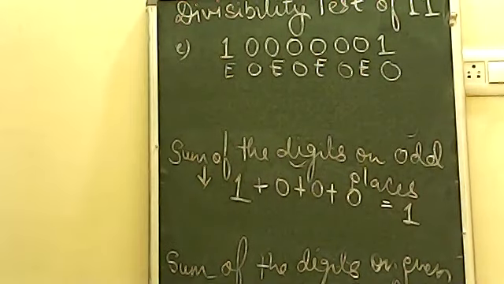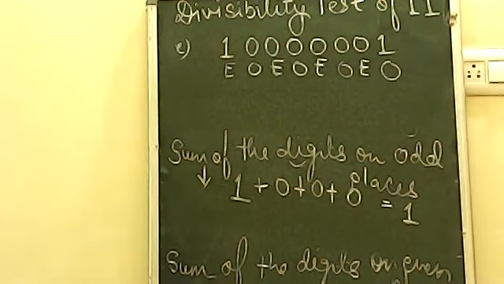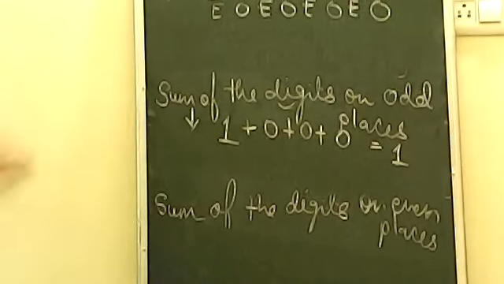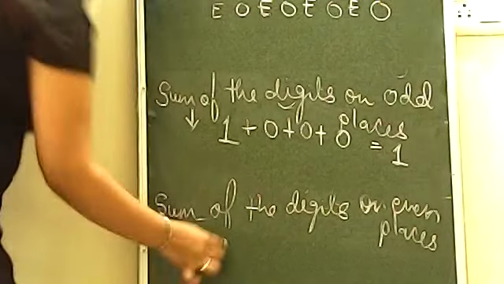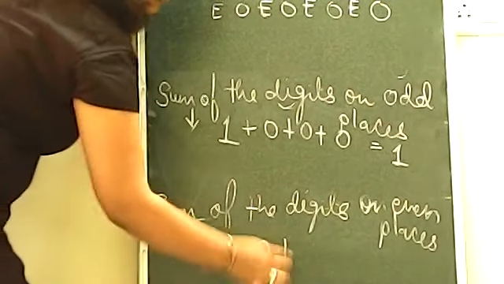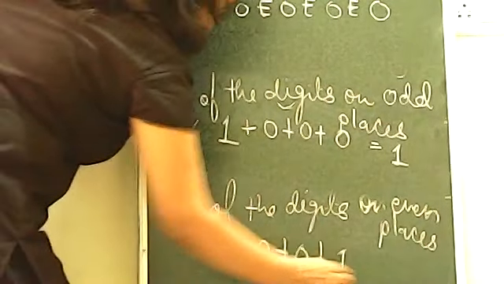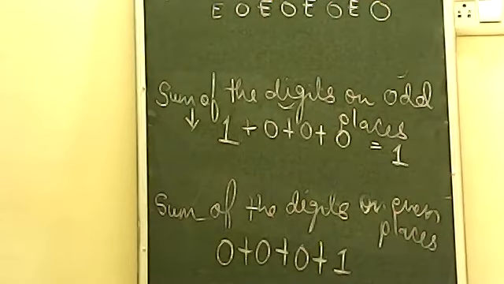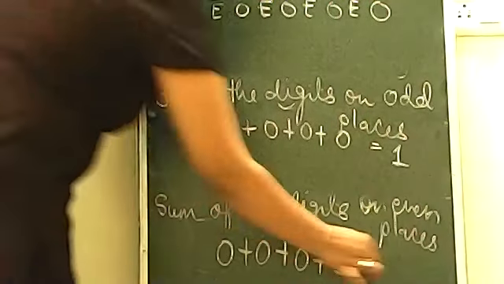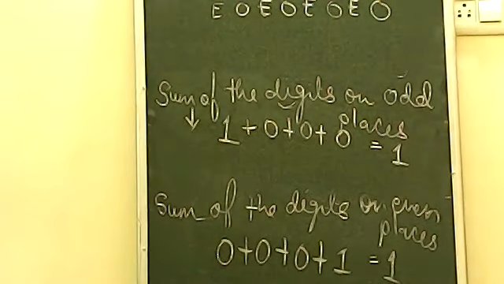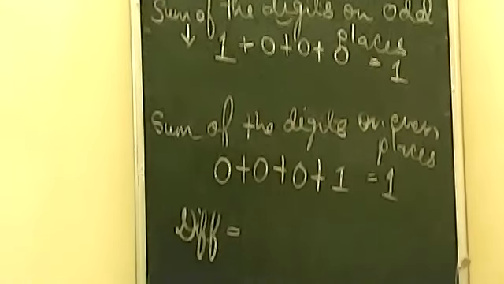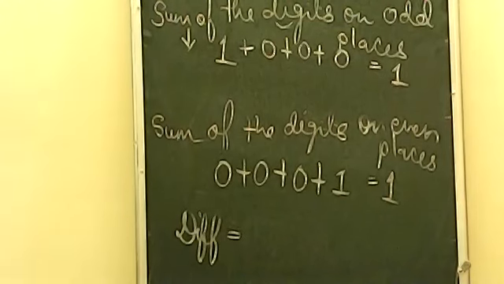Now let us take the sum of the digits on even places. On even places, see this: 0, 0, 0 and the last one is 1. You take the sum again, so this will also give you 1. So now you can see that the sum of the digits on odd places is 1, and on even places also 1.